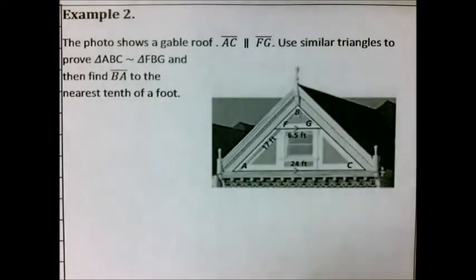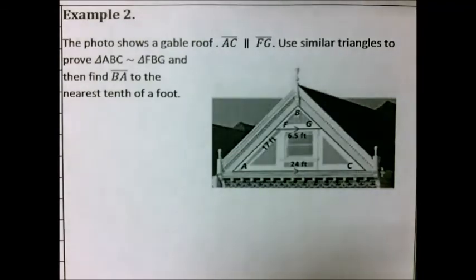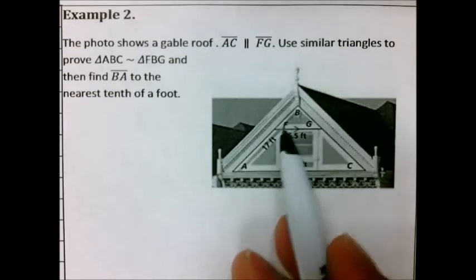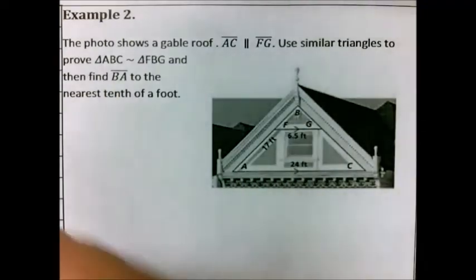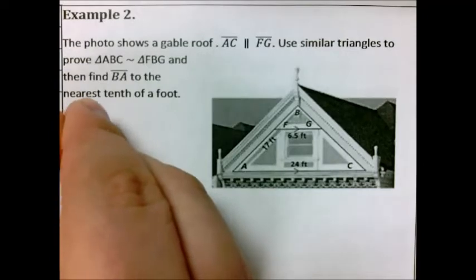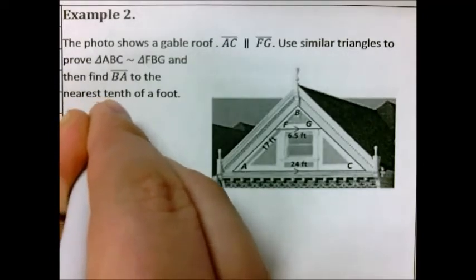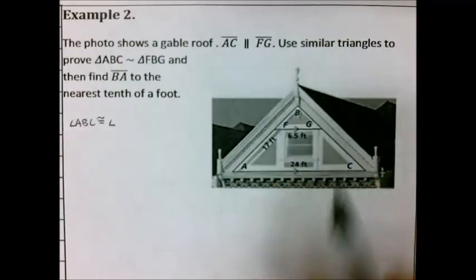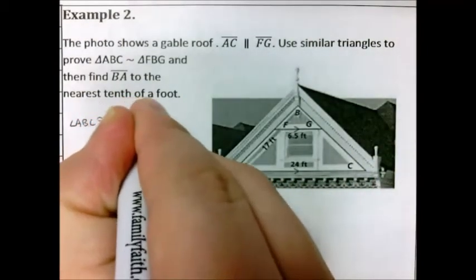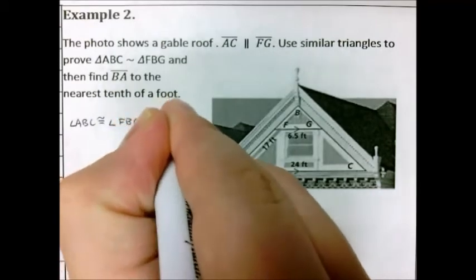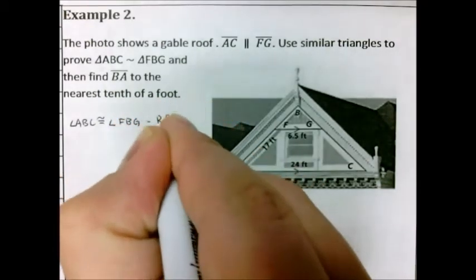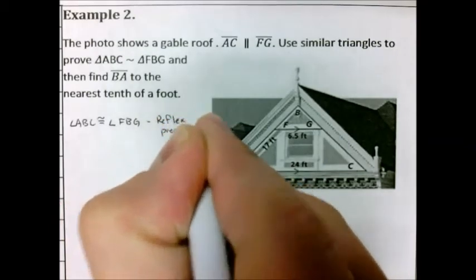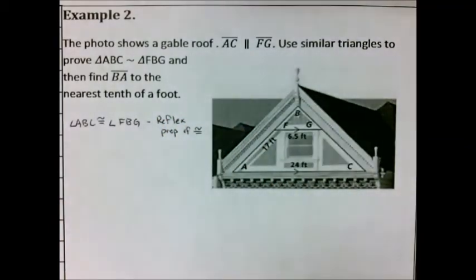All right, so first things first, we've got to show that these two triangles are going to be similar. So let's write some statements here. We know that the two triangles share a common angle, right? We know that angle ABC is congruent to angle FBG, and we know this because that's the reflexive property of congruency. ABC and FBG are the same because it's the same exact angle.